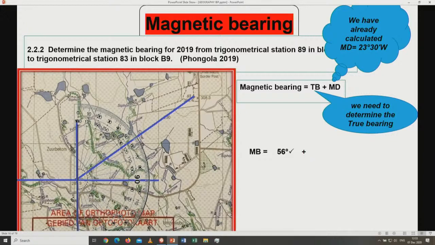So from there, I already have this. Now there is my magnetic declination. I put it there, as you can see. So now I've got the answer, which will be 79 degrees 30 minutes. This is your answer, grade 12. There is 79 degrees 30 minutes.